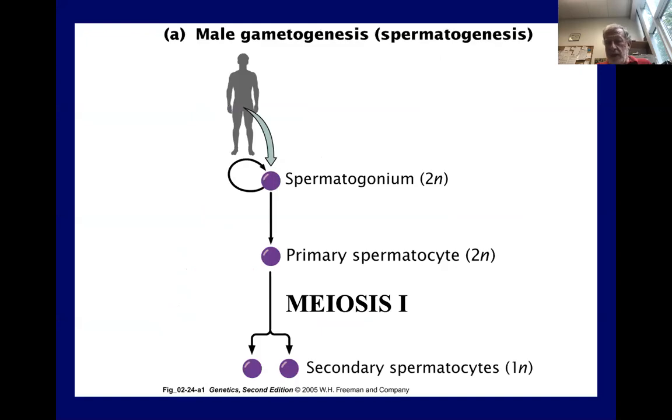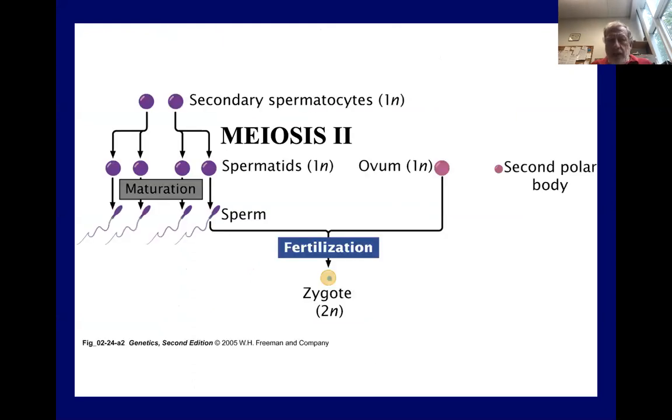So in males, again, primary spermatocytes enter into meiosis 1, and this occurs constantly once we reach puberty. And the results of meiosis 1 are secondary spermatocytes, which are now haploid. They undergo meiosis 2 to produce spermatids, which then mature into sperm. And the sperm are only a haploid set of nuclear DNA, and no cytoplasmic organelles or anything like that.